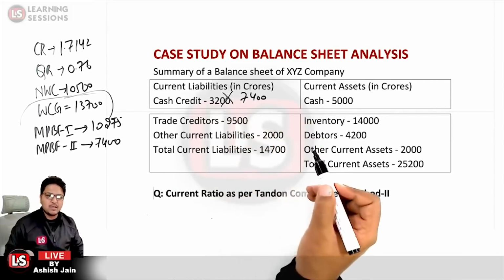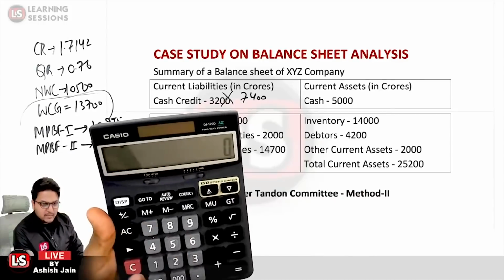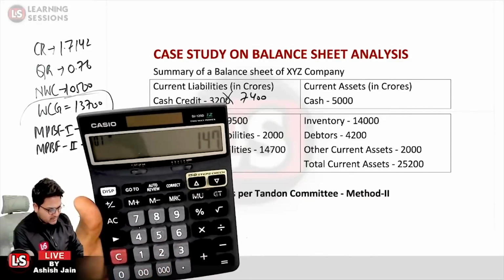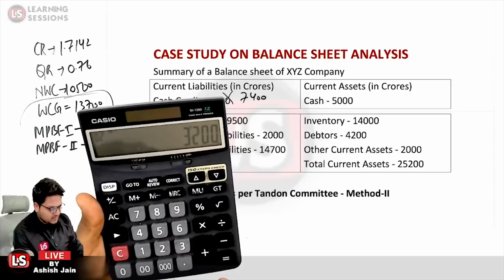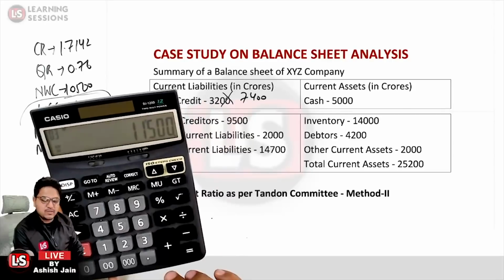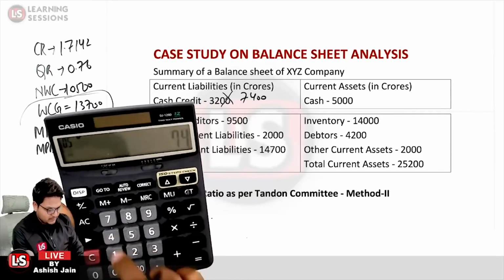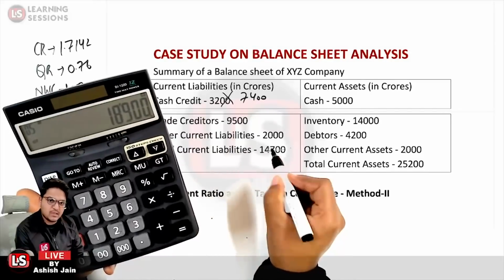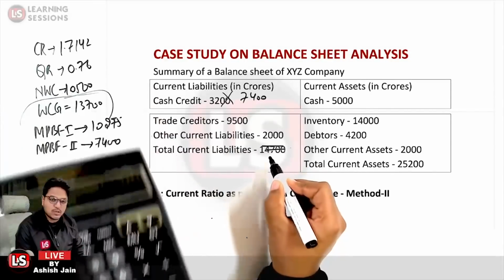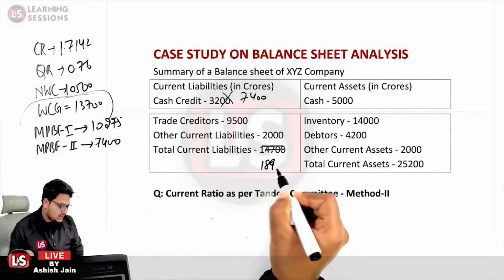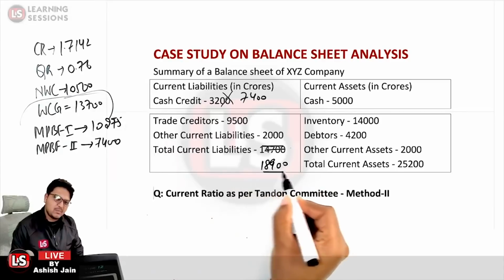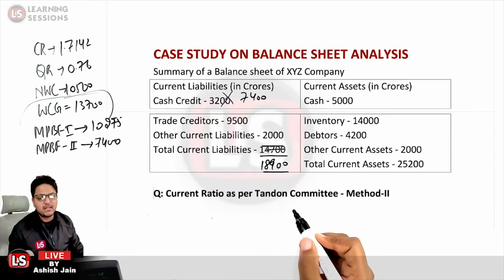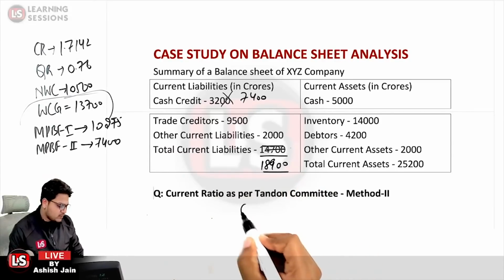In that case, what will be the total current assets? Total current liabilities, it will be 14,700 minus 3,200. That was the previous CC limit, and the new CC limit would be 7,400. So that would have been the new total current liabilities in case the finance has been done as per the MPBF method 2. 18,900 over there. And what would be the new current ratio?